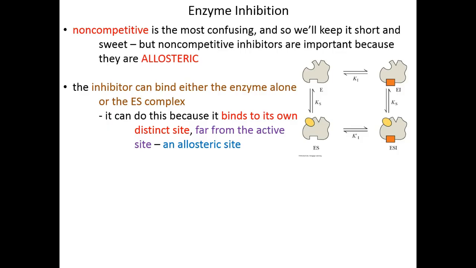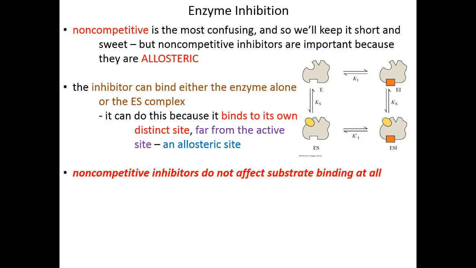And again, it can do this because the inhibitor has its own distinct binding site, far from and separate from the active site. This can also be referred to as an allosteric site, because when the inhibitor binds here, it changes the shape of the enzyme. Therefore, non-competitive inhibitors do not affect substrate binding at all, because the binding of non-competitive inhibitors is completely independent of the active site. If that's the case, which value do you think will never change, even in the presence of non-competitive inhibitors? If you said Km, you did great. Km deals with substrate binding. And so if substrate binding is not changed, neither will be Km.